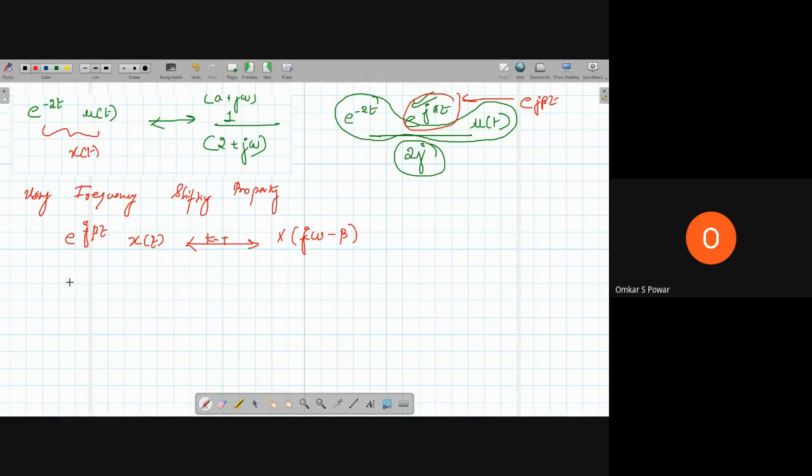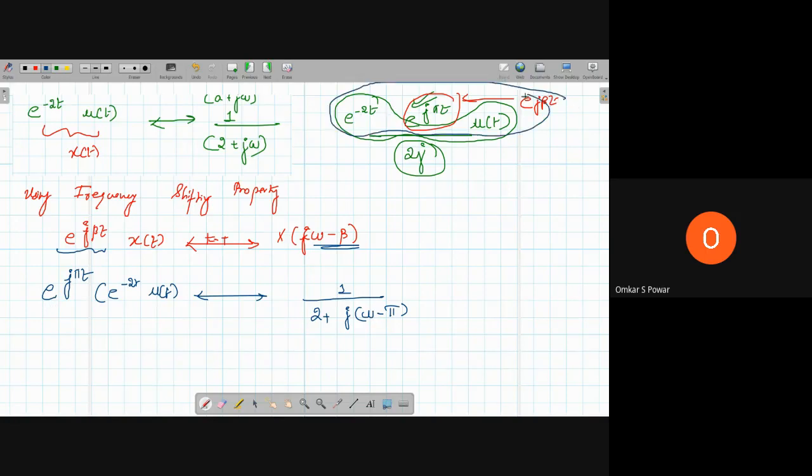Okay, so let me write x of t first. x of t is e power minus 2t u of t, whose Fourier transform you know is 1 by 2 plus j omega. I will not write omega, because omega should be replaced by omega minus beta. Our e power j beta t is e power j pi t, so we replace omega by omega minus pi. So now we have got this second term, and up to the numerator we have finished.